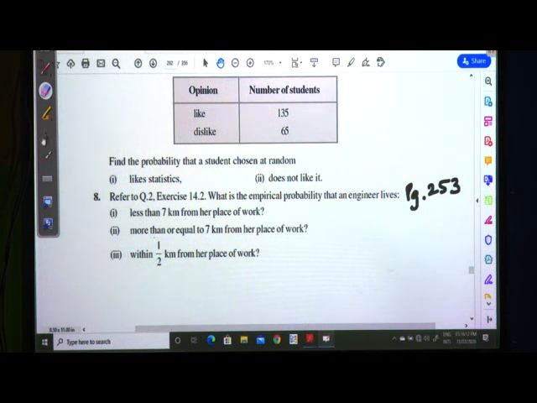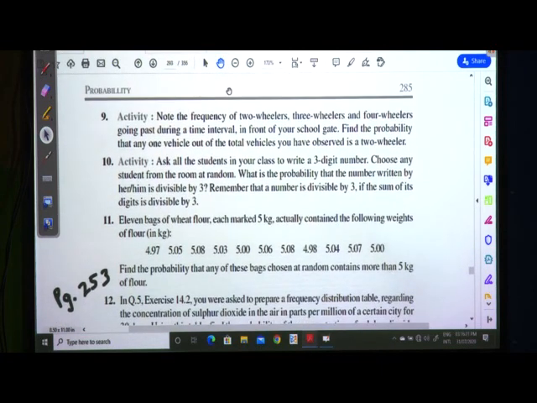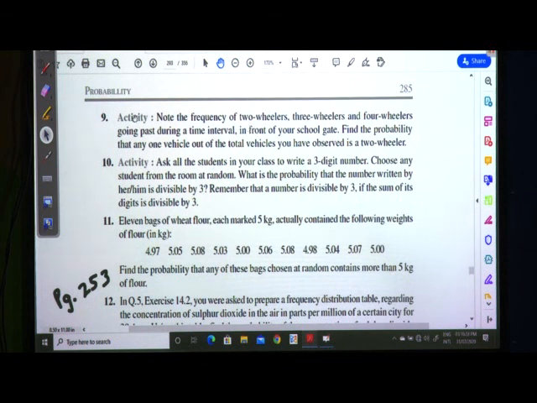Now we shall proceed to the next question, question 9. Now see here, what is question 9? It is an activity. Note the frequency of 2-wheelers, 3-wheelers and 4-wheelers going past during a time interval in front of your school gate. Find the probability that any one vehicle out of the total vehicles you have observed is a 2-wheeler.